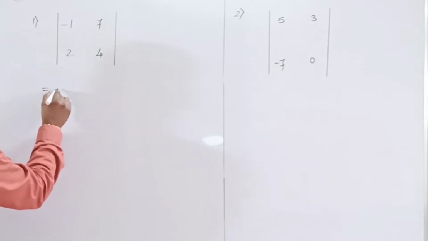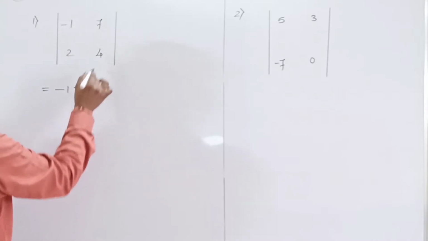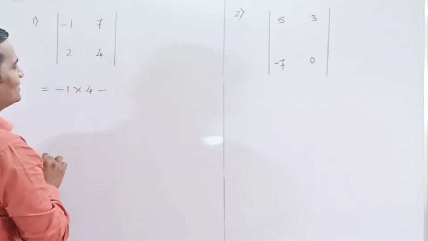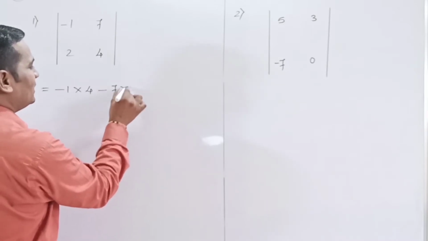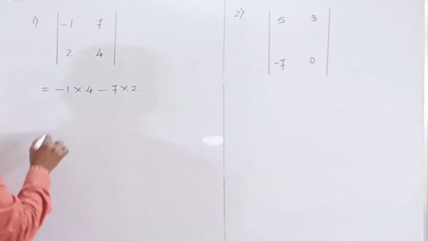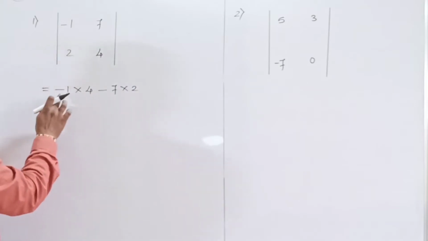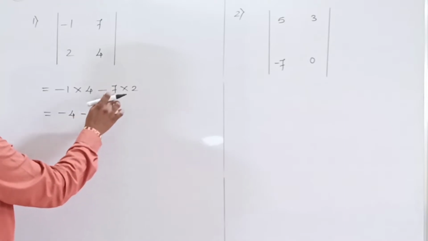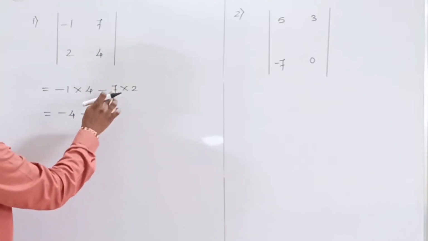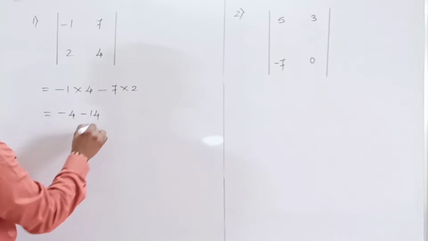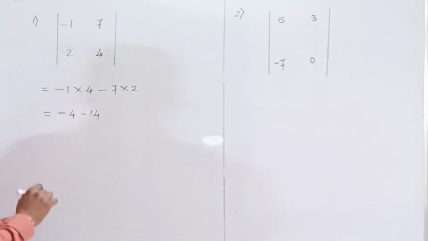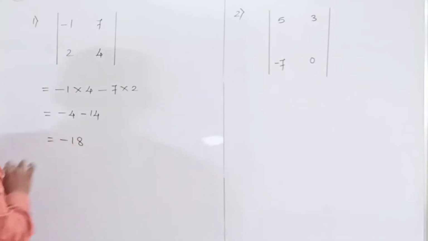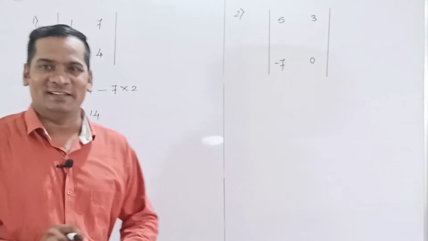So take the first one, this will be minus 1 into, now this fourth number, that will be 4, minus, mind well this minus is compulsory, 7 into 2, like these two. So minus 1 into 4 will be minus 4, minus 7 2s are 14, so minus 4 minus 14, that will be minus 18. How simple is it to solve this determinant?